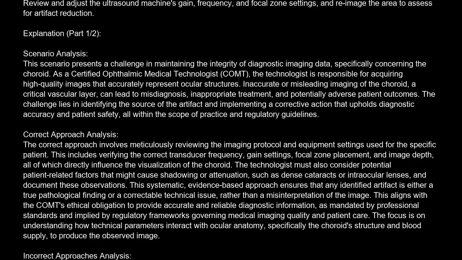Correct approach analysis. The correct approach involves meticulously reviewing the imaging protocol and equipment settings used for the specific patient. This includes verifying the correct transducer frequency, gain settings, focal zone placement, and image depth, all of which directly influence the visualization of the choroid. The technologist must also consider potential patient-related factors that might cause shadowing or attenuation, such as dense cataracts or intraocular lenses, and document these observations.